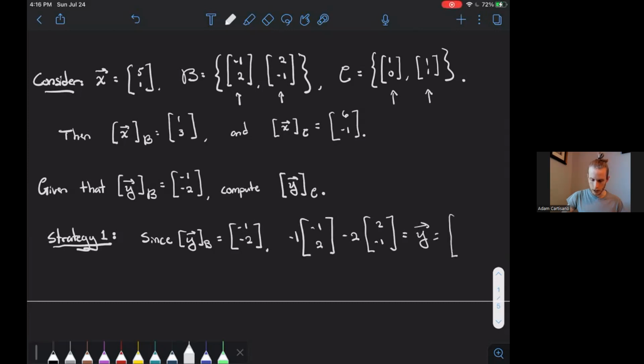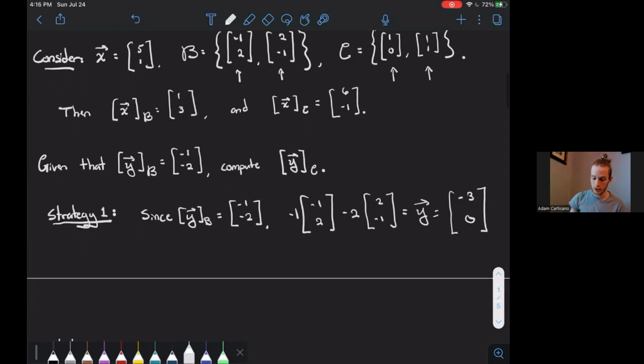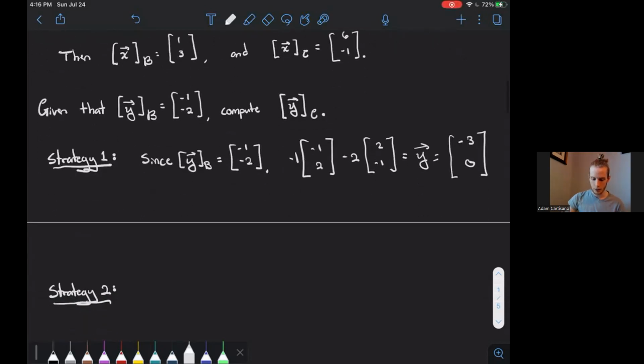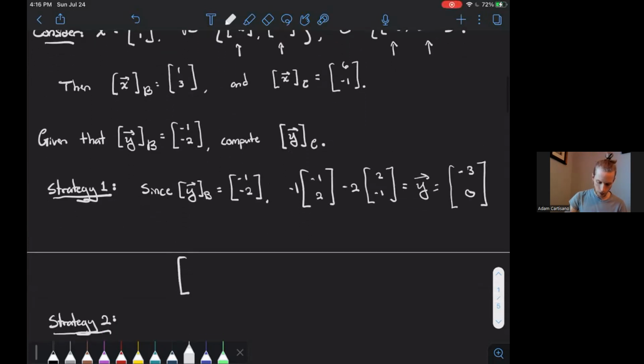And if we actually go and compute that linear combination, we end up with, what is that? 1 minus 4 is -3, and -2 plus 2 is 0. Oh, that's nice. Then we have to go and compute the coordinate vector of y with respect to c. So what that involves is row reducing the following matrix: the columns of c, 1, 0, 1, 1, augmented with -3, 0.